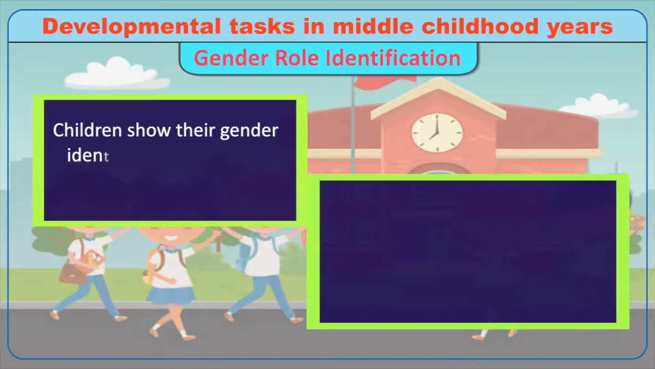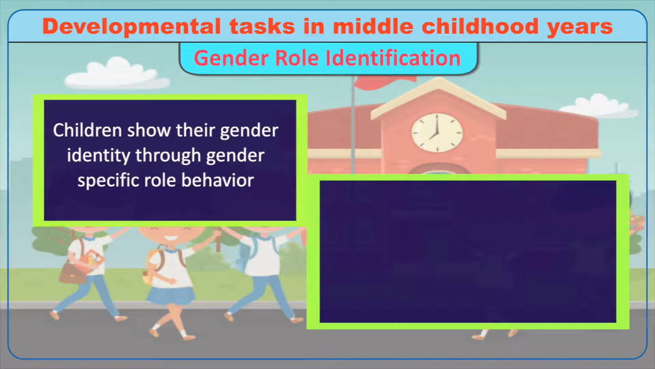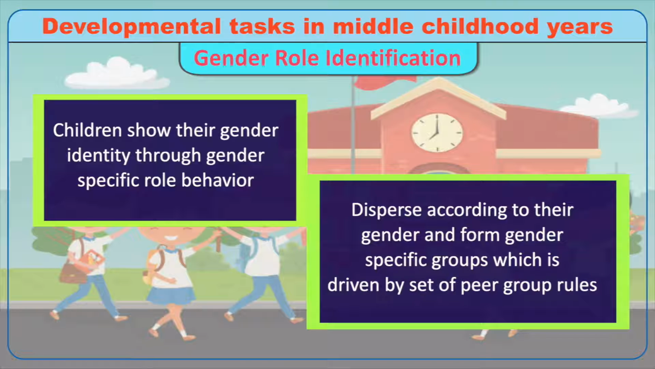They engage more closely with same-sex peers and show interest in playing with them, trying to imitate them and look like them in the same way. In this stage, children show their gender identity through gender-specific role behavior. They disperse according to their gender and form gender-specific groups, which is driven by a set of peer group rules.